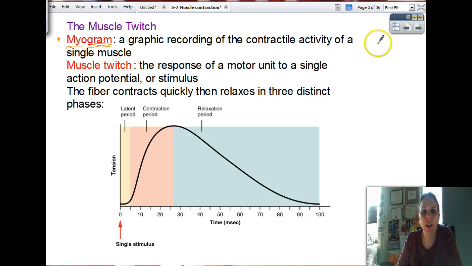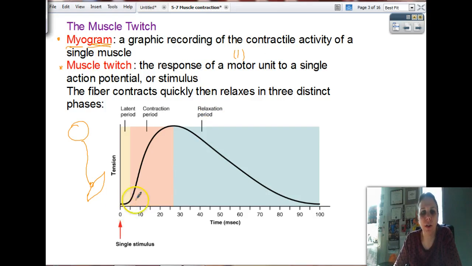So anytime a muscle does something, moves, we call that a twitch, a muscle twitch. A muscle twitch is the response of a motor unit, one single motor unit, to a single action potential. So all we're doing is taking a look at, here's my brain, it sent the information down to the axon terminal, and it told my muscle to do one thing. That is a twitch. So it's not multiple information being sent, it's not multiple contractions, it's just one. It's like a reflex. You touch it, it responds, you're done. So that's a muscle twitch.